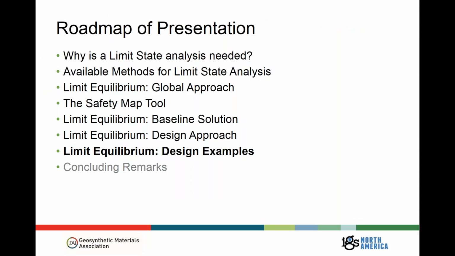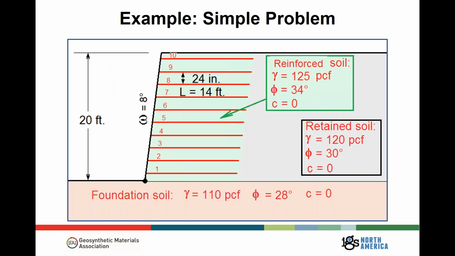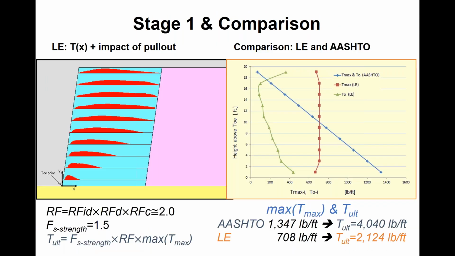So let's talk a little bit about design examples, some illustrative examples to show application of this. This will be a lot more pictures and a lot less busy text. Let's start simple. Got a simple problem here: a 20-foot tall wall, batter of 8 degrees, uniform spacing for 10 reinforcements, 24 inches between them, length of 14 feet. That meets our L over H ratio of 0.7. We've got a reinforced soil with the material properties shown, retained soil, and a foundation soil as well.